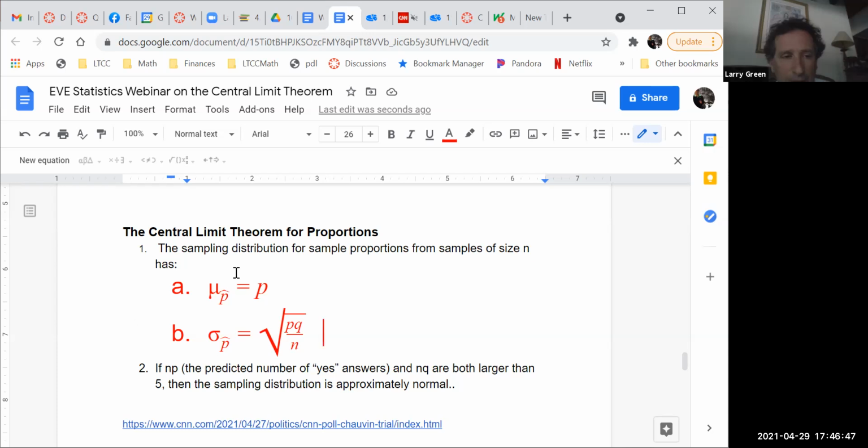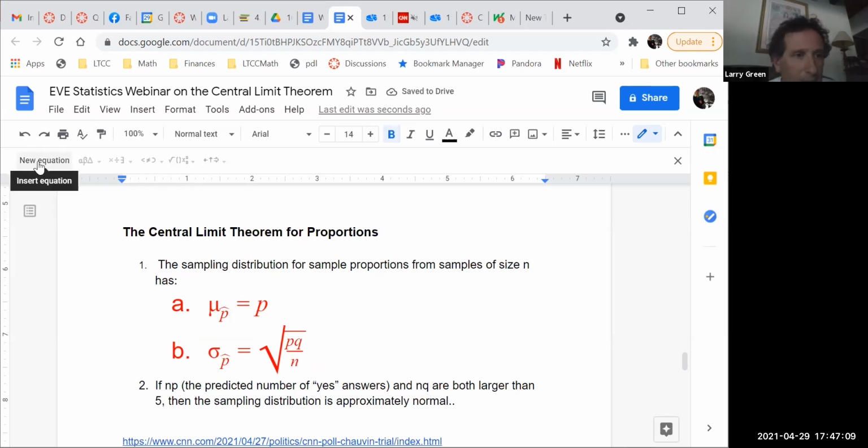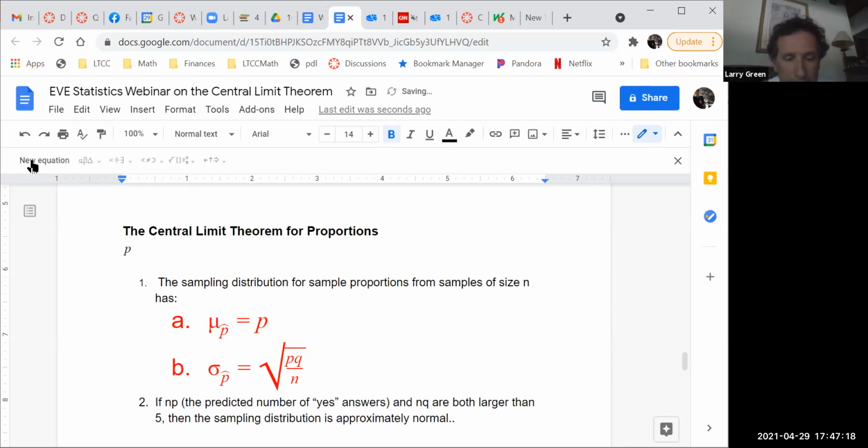So the first thing is, let me write this out. P hat. So P hat, I don't think you've seen this symbol before. We've seen P. P is a population proportion. So let me write this out. P is the population proportion. And P hat, so P with a hat on top, is the sample proportion.